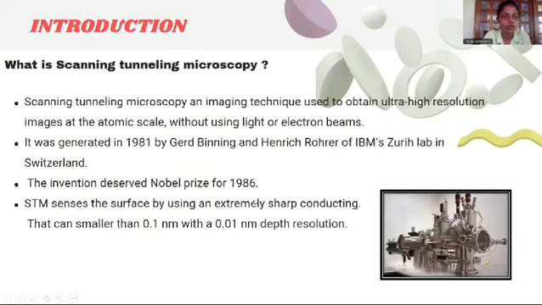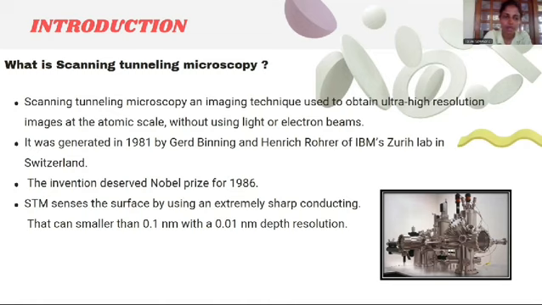First of all, what is scanning tunneling microscopy? Scanning tunneling microscopy is an imaging technique used to obtain ultra high resolution images at the atomic scale without using light or electron beams. It was invented in 1981 by Gerd Binnig and Heinrich Rohrer of IBM's Zurich lab in Switzerland. The invention earned the Nobel Prize in 1986.